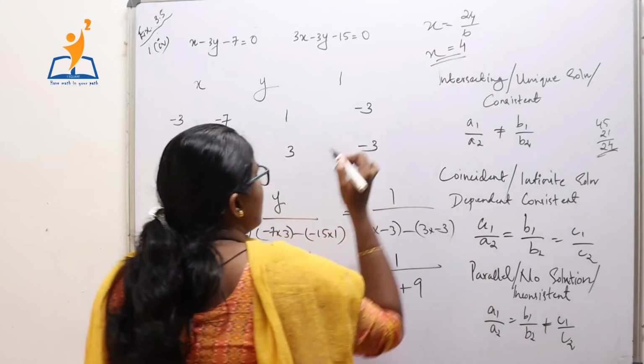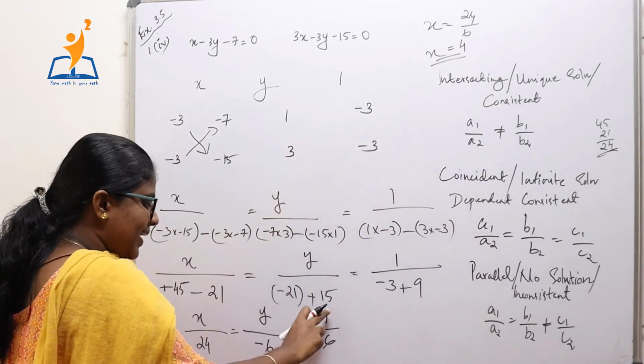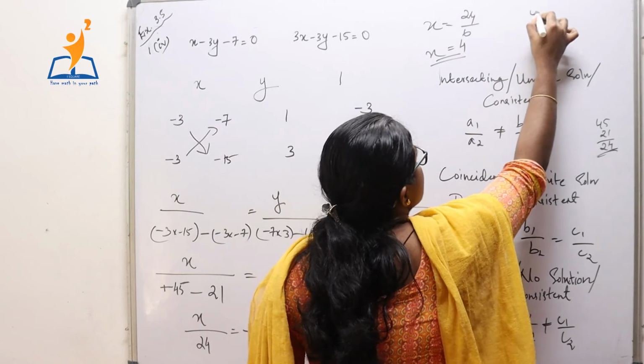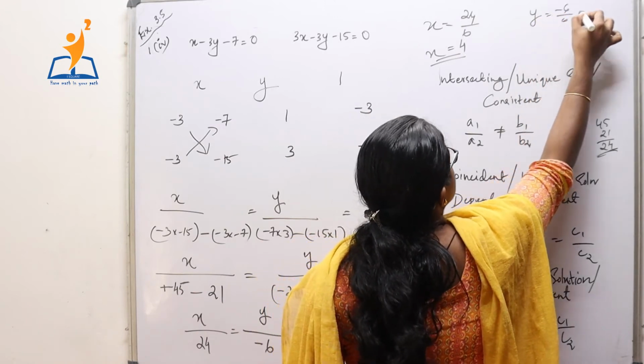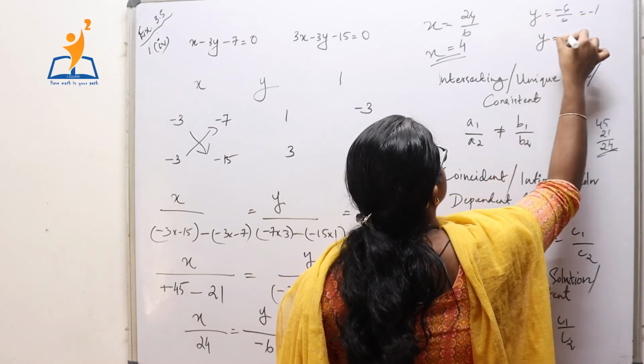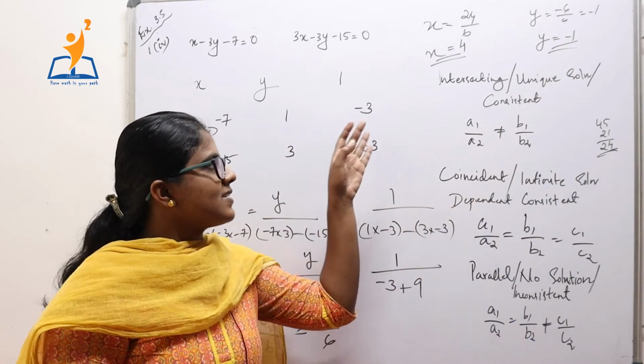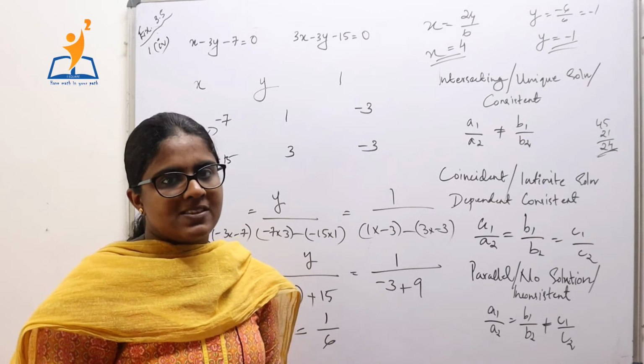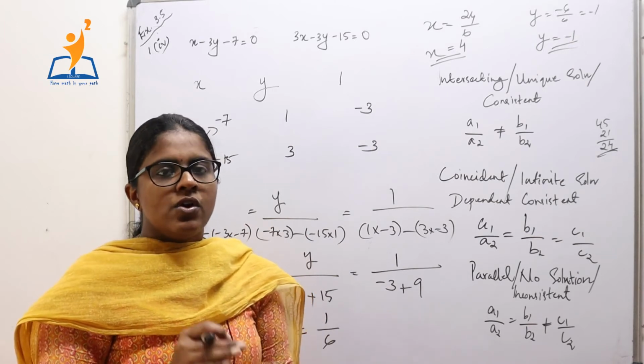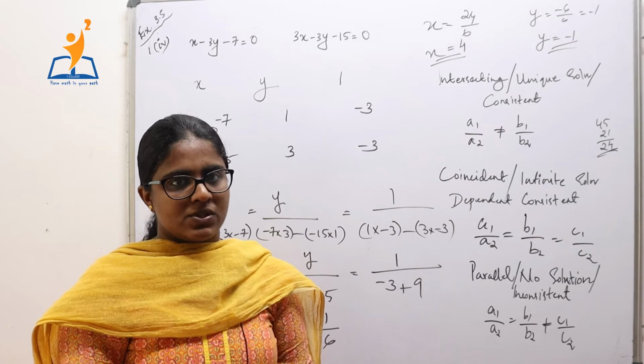So we got x is equal to 4 and y is equal to minus 6 by 6. y is equal to minus 6 by 6, it is minus 1. So we got y is equal to minus 1. So we have found that unique solution, that is x is equal to 4 and y is equal to minus 1. So now we shall move to the next question.